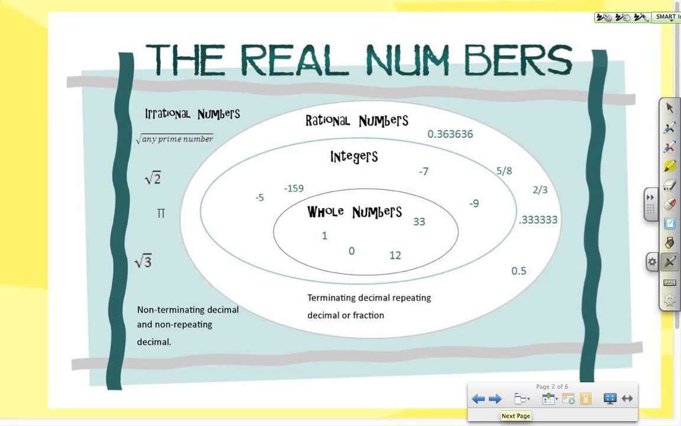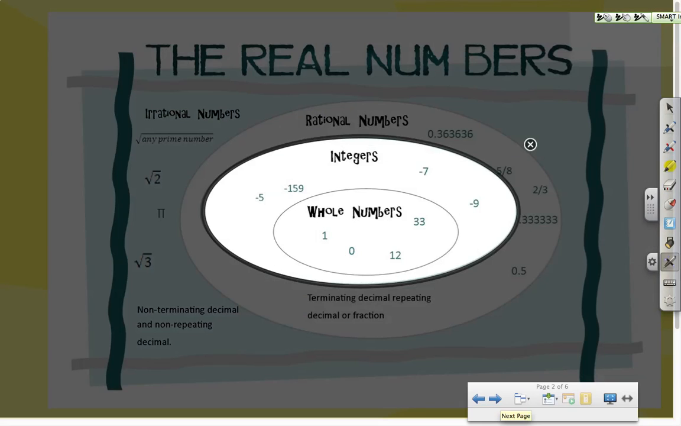Now if we take a look at our next circle, here's going to be our integers. This is going to include the whole numbers because the whole numbers are within our circle of integers, but now we're also including the opposites of the whole numbers, those negative numbers, -7, -9, -5. The negative whole numbers as well as the positives. So if it's a positive or a negative whole number, it's going to be an integer.